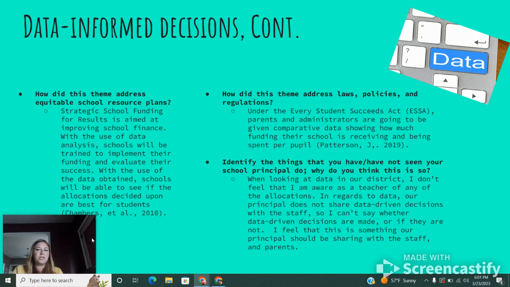How did this theme address laws, policies, and regulations? Under the Every Student Succeeds Act, parents and administrators are going to be given comparative data showing how much funding their school is receiving and being spent per pupil.